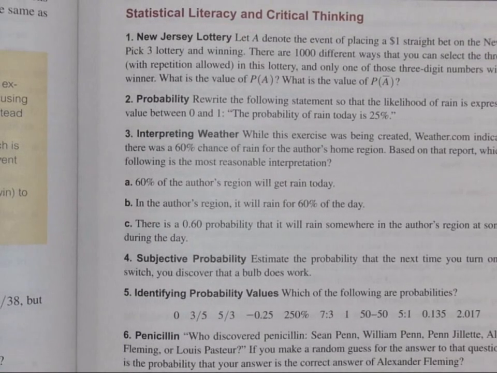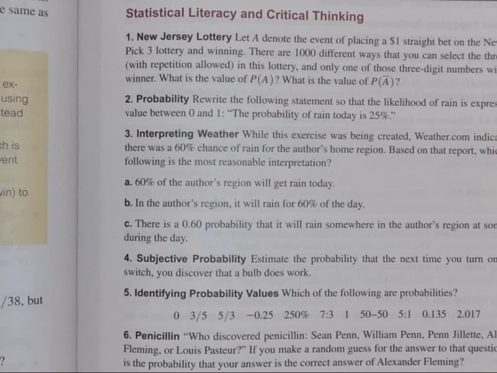Okay. Number 3 asks, while this exercise was being created, weather.com indicated that there's a 60% chance of rain for the author's home region. Based on that report, which of the following is most reasonable interpretation? 60% of the author's region will get rain today. In the author's region, it'll rain for 60% of the day, or there is a 0.60 probability that the rain will be somewhere in the author's region at some point during the day.